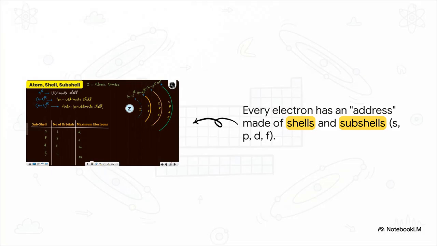And here's what that address system looks like. You've got your main energy levels, the shells. And inside those, you have the subshells, which get these letters: S, P, D, and F. Now here's the crucial part. Each type of subshell can only hold a certain number of electrons. S can hold 2, P holds 6, D holds 10, and F holds 14. You gotta remember those numbers. 2, 6, 10, 14. They are the entire secret.